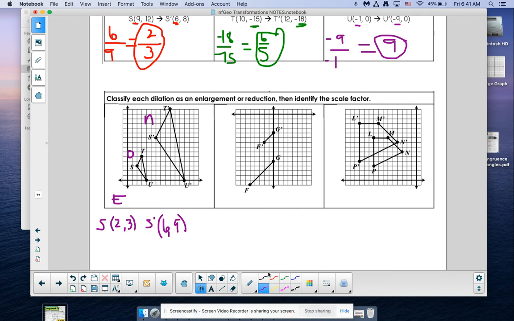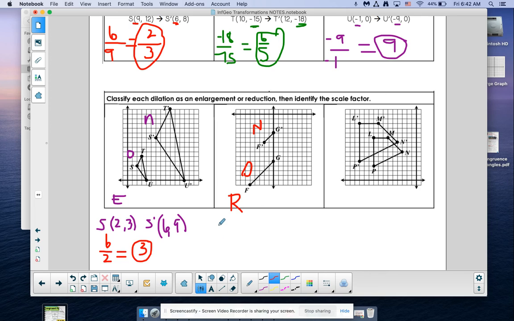So again, we're going to do what we did on the last example. 6 over 2 equals 3. Okay, let's do another one. Here's our old. Here's our new. It's getting smaller, so it's a reduction.